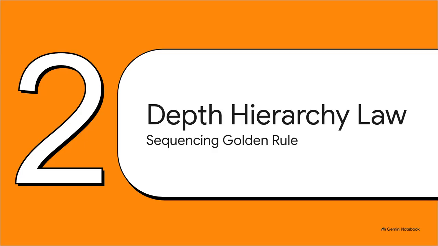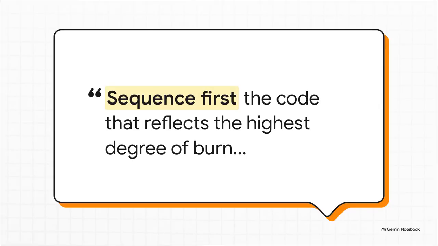Let's jump right into Section 2, the depth hierarchy law. Here is a golden CMS guideline you absolutely need to memorize. Sequence first the code that reflects the highest degree of burn when more than one burn is present. Basically, the absolute highest degree of severity is always going to dictate the sequencing order on your claim form. Why? Because if a patient comes in with multiple burns, the highest resource utilization is always going to be focused on treating the most severe tissue damage.